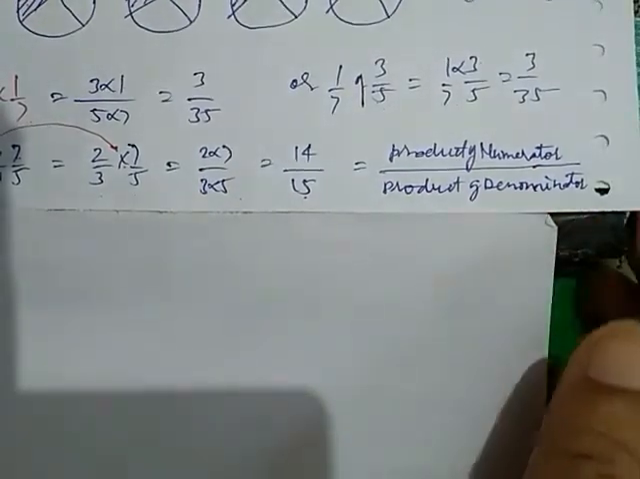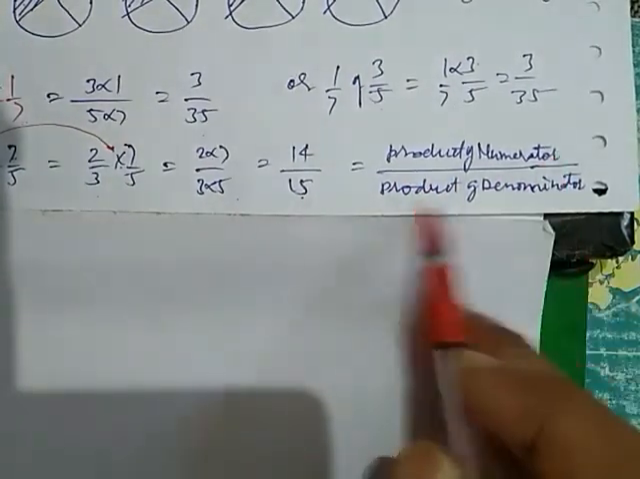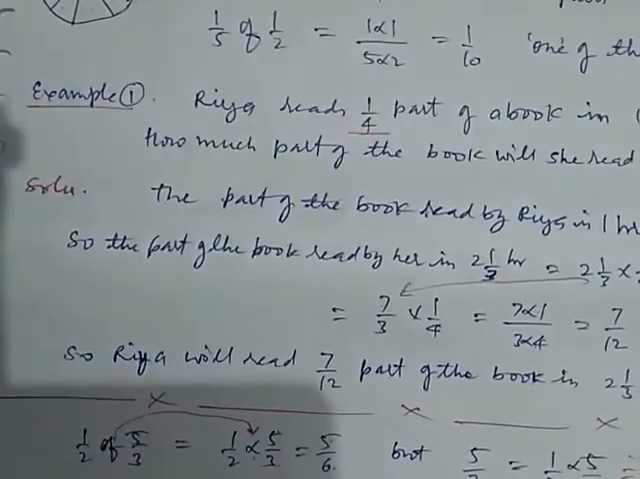So when we multiply two fractions, what do we receive? We receive just the product of numerators over the product of denominators. Okay. Now we take another example.